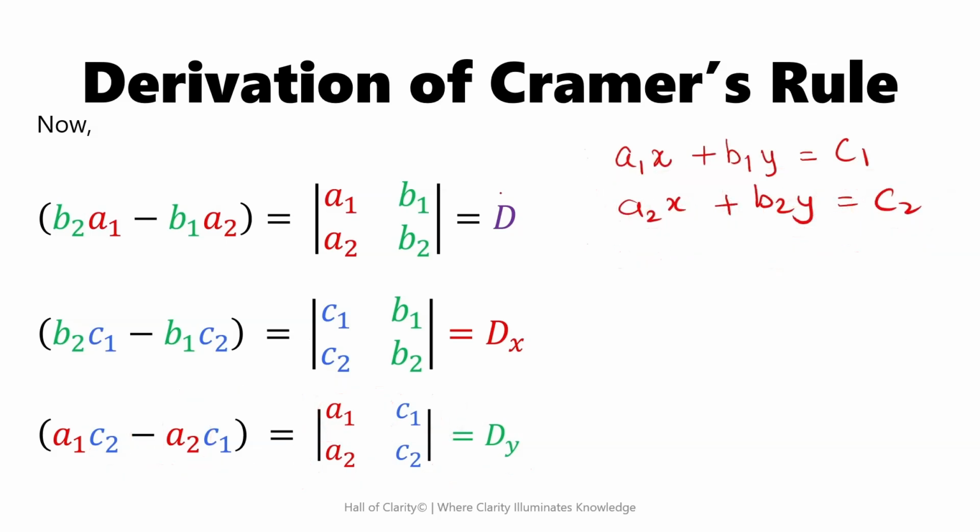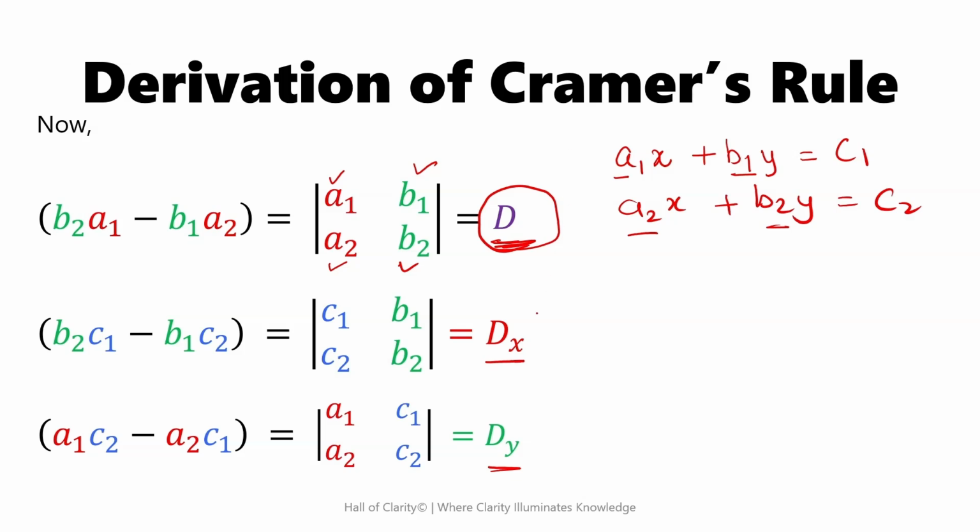Let us understand the logic behind this determinant d, dx and dy. This determinant d represents the value of coefficients, that is a1, b1 and a2, b2. See over here, this is a1, b1 and this is a2 and b2. So the determinant d represents the value of coefficients of x and y. This is the logic behind this determinant d.